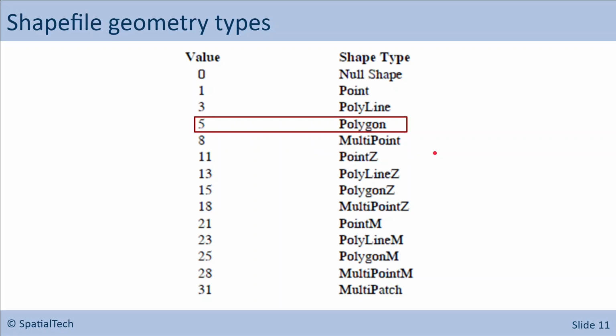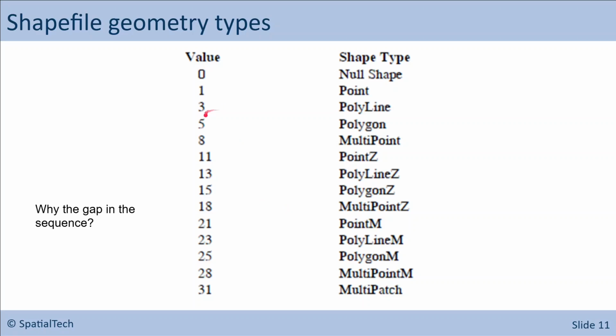Now, one thing you might have noticed is that there's gaps in the sequence. Okay, so is it always odd? No, you got some even numbers in here. But what you sometimes do with these sequences is you, on purpose, put gaps in case, hey, we come up with some other type of geometry in between point and polyline, right? It's almost like reserving space for the future.